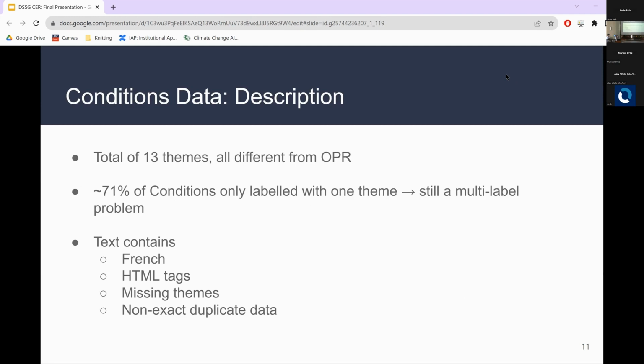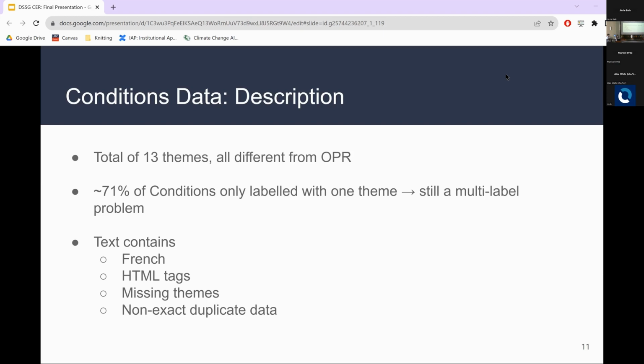And so as previously mentioned, the conditions dataset is separate from the OPR dataset. So OPR dataset had 23 themes and conditions dataset had 13 themes specific to this dataset. While OPR had a lot of overlap between the themes, it's important to note that the conditions dataset had around 71% of them labeled with only one theme. That being said, this is still a multi-label problem since one condition can have up to 6 themes.